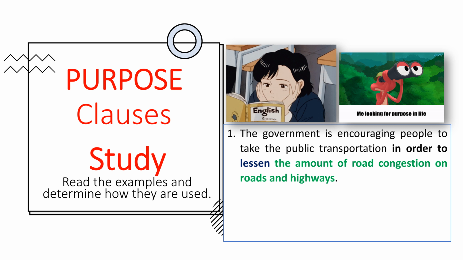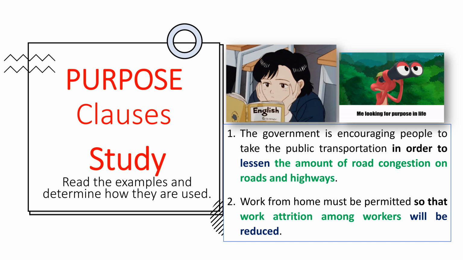Second example, work from home must be permitted. What is the purpose? So that work attrition among workers will be reduced. So here you have to answer the question, what is the purpose? And you have to connect ideas using the subordinating conjunctions, more specifically the adverbial clause of purpose.